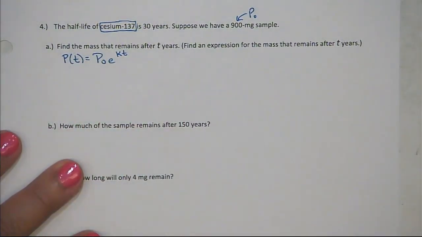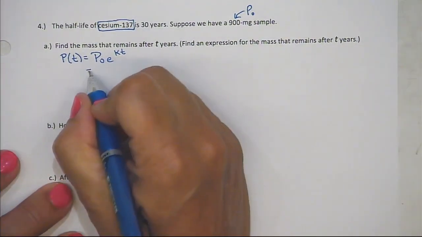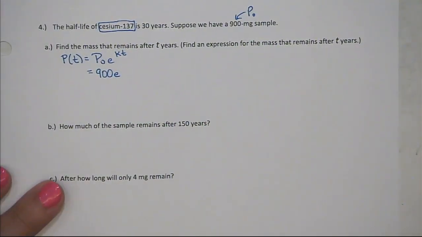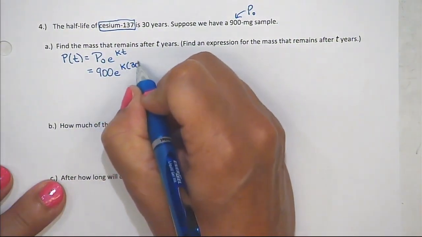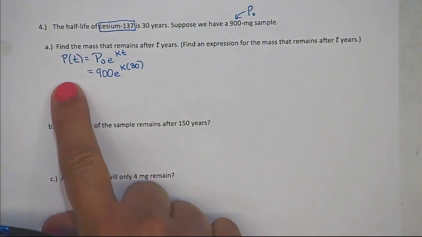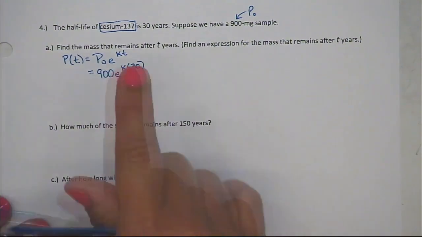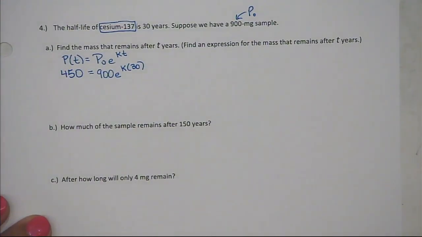And we're going to substitute in what we know. So we should know everything except for k. So P sub 0 is 900. The half-life is 30 years. So that's the time, 30 years. So what would P of t be after 30 years? 450. 450, right? That's the half-life. So 900 milligrams after 30 years will be 450. They don't give you 450, but they tell you it's a half-life, so half of 900 is 450.